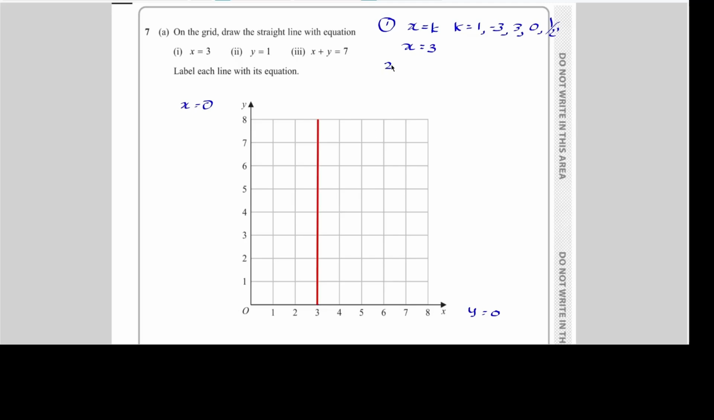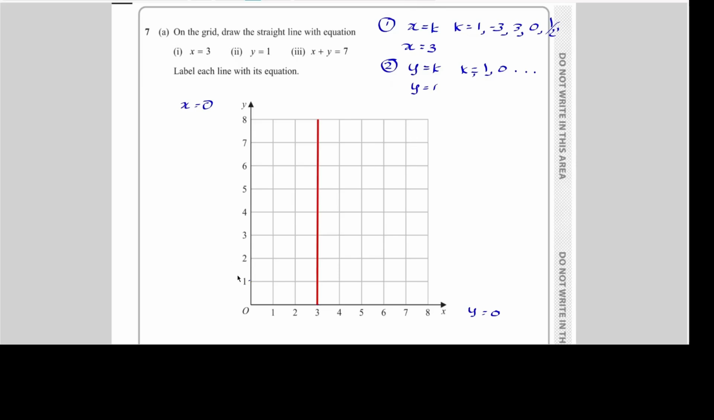Second type: y equals any number. Y equals k. K can be any number. K equals 1, 0, any number. So let's draw y equals 1. Same way, go to the y-axis, figure out where 1 lies and draw a line across that one which is parallel to the x-axis.